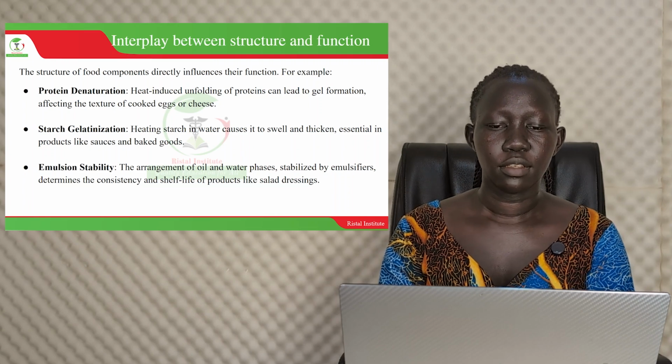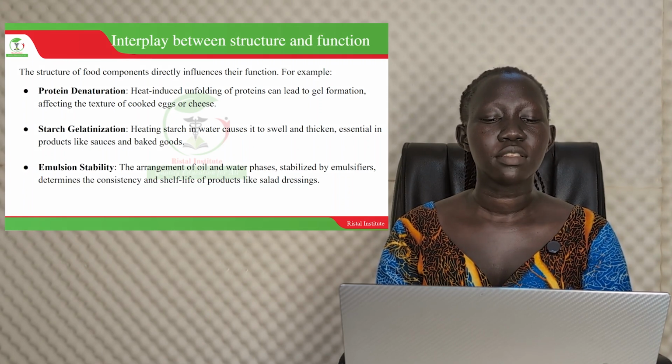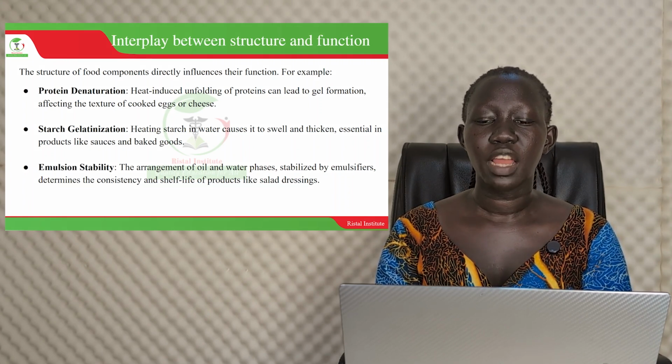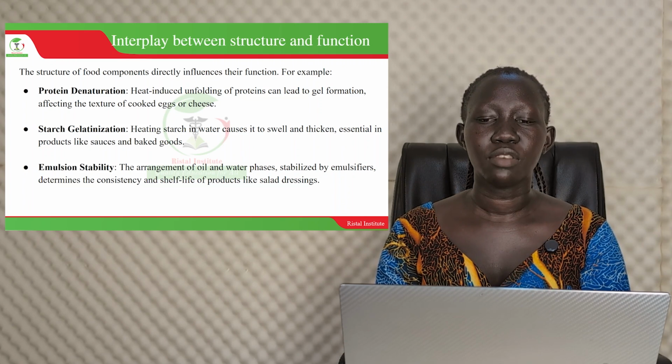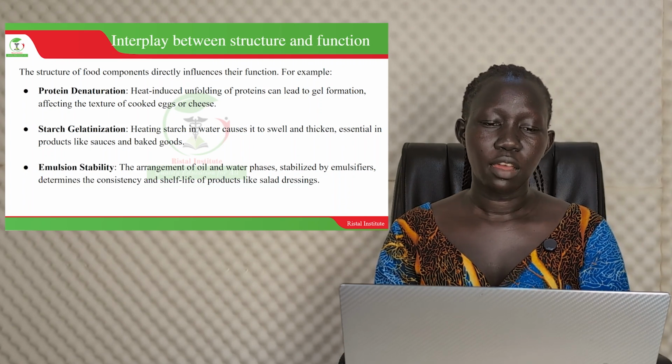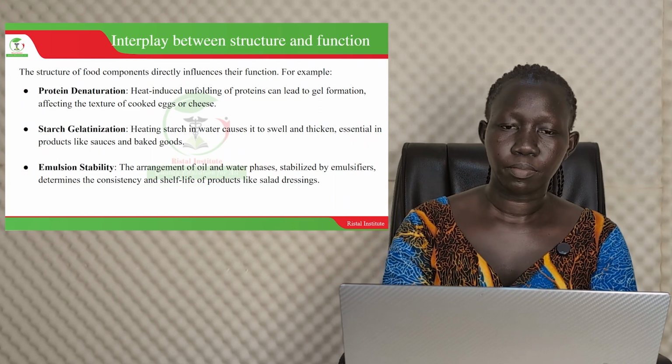Emulsion stability. The arrangement of oil and water phases stabilized by emulsifiers determines the consistency and the shelf life of products, for example, salad dressings. So these are the interplay that is involved between the structure and the function of food components.